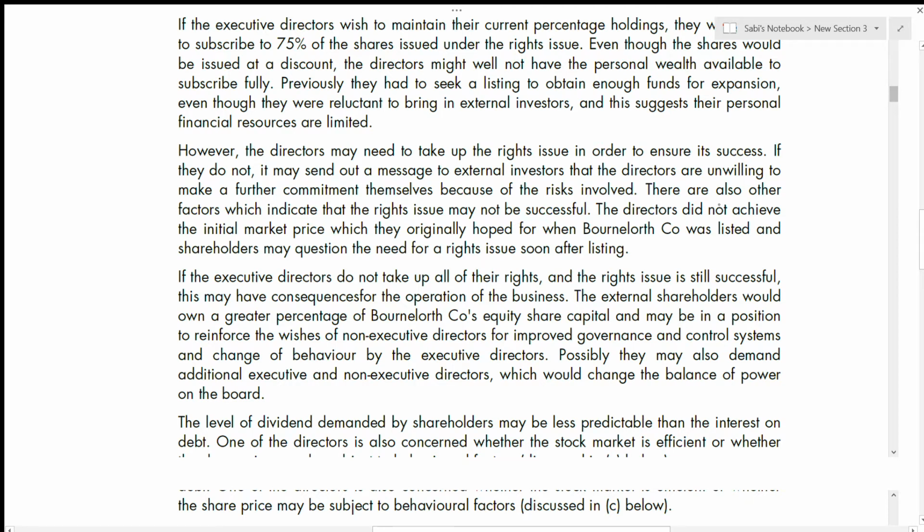The directors did not achieve the initial market price. Right? They are paying at a lower price than expected, they did not achieve the expected price. That's what it was in the case study, right? So they are saying the directors did not achieve the initial market price which they originally hoped for when the company was listed, and shareholders may question the need for a right issue soon after listing, right?